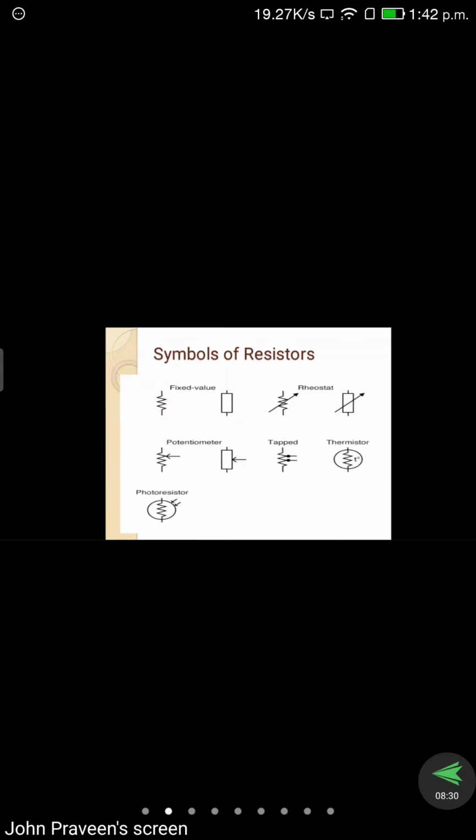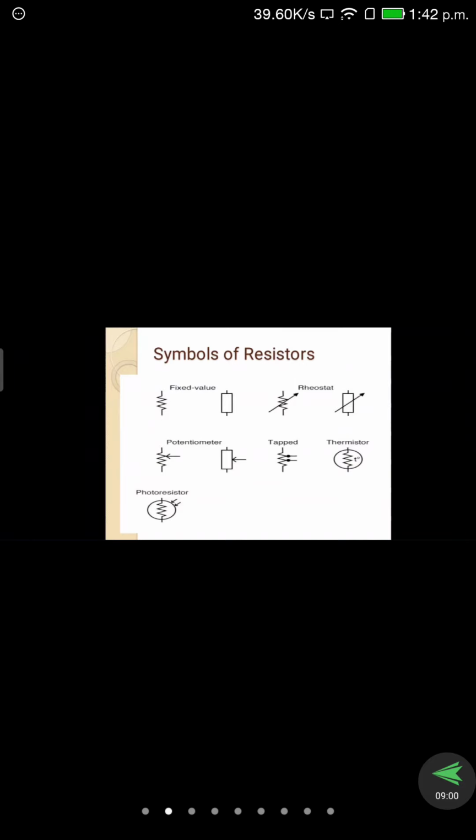Right? So these are the symbols of resistors. A fixed resistor can be represented as a zigzag line or a rectangular box, and that is used only for a fixed value. Next, the rheostat: one arrow mark drawn across the resistor represents the rheostat.